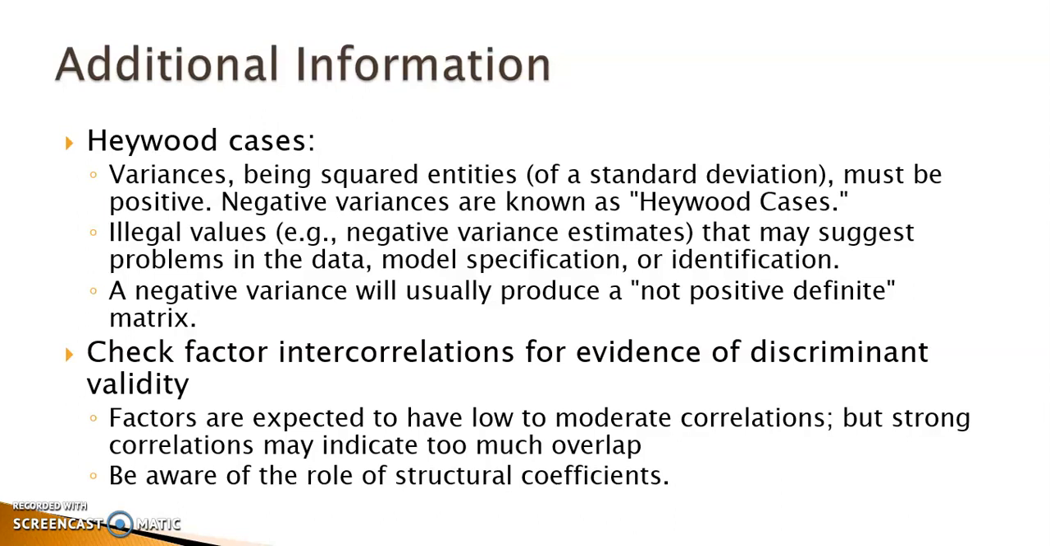Such illegal values may suggest that you have problems in the data structure, model specification, or identification. There are no fixed solutions when you have Heywood cases. You need to check factor intercorrelations for evidence of discriminant validity or multicollinearity. Remember, factors are expected to have low to moderate correlations. Strong correlations between them may indicate too much overlap.